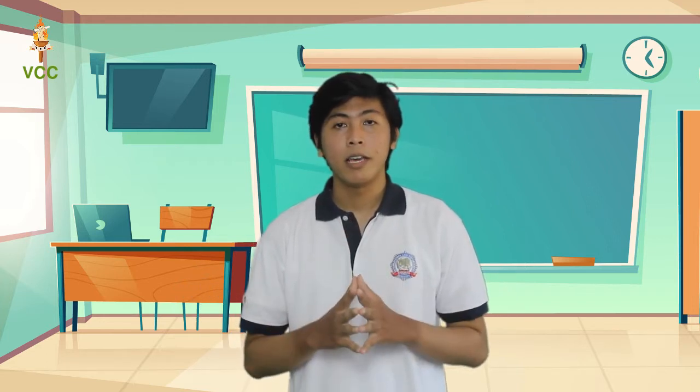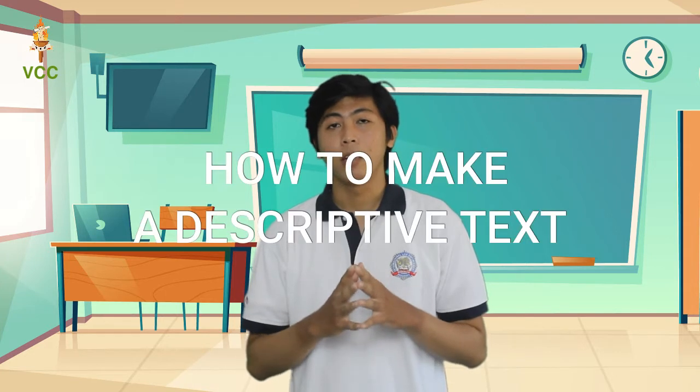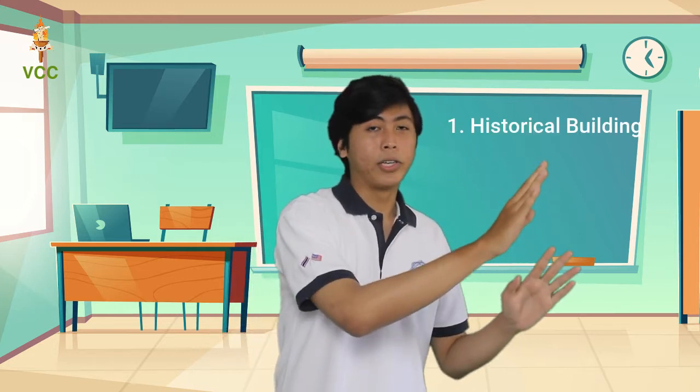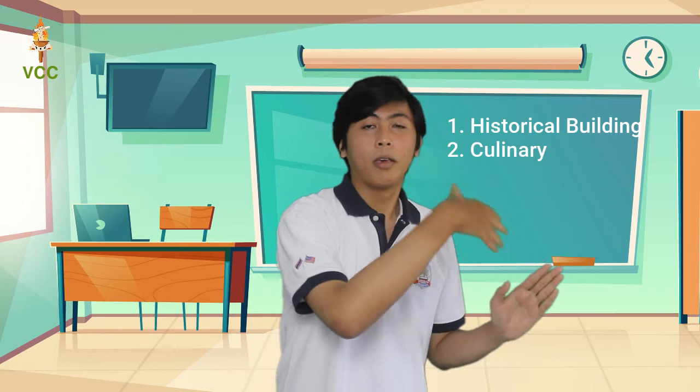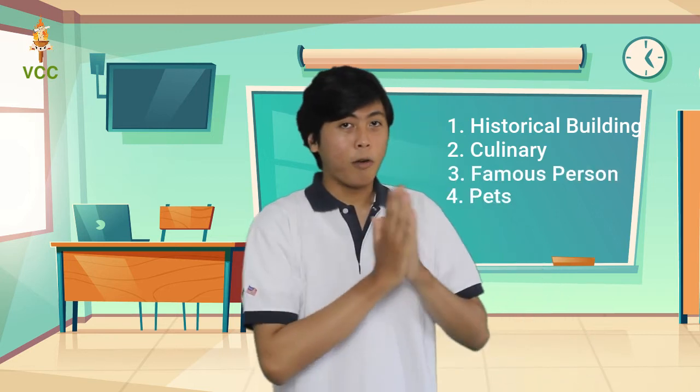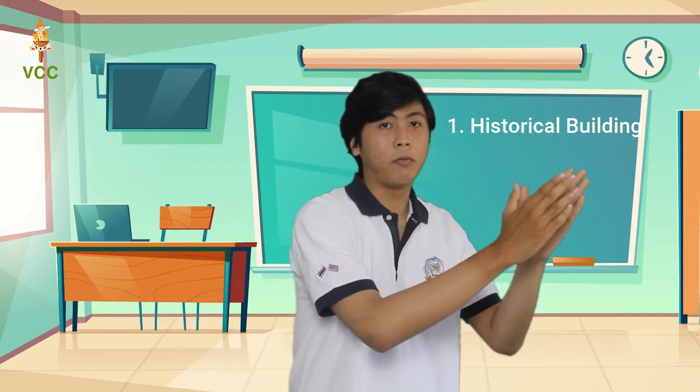So for the material today, we have how to make a descriptive text. So without further ado, let's check it out. Okay, so in today's topic, we have 4 topics to choose from: historical building, culinary, famous person, and pets. I will choose historical building for this matter.